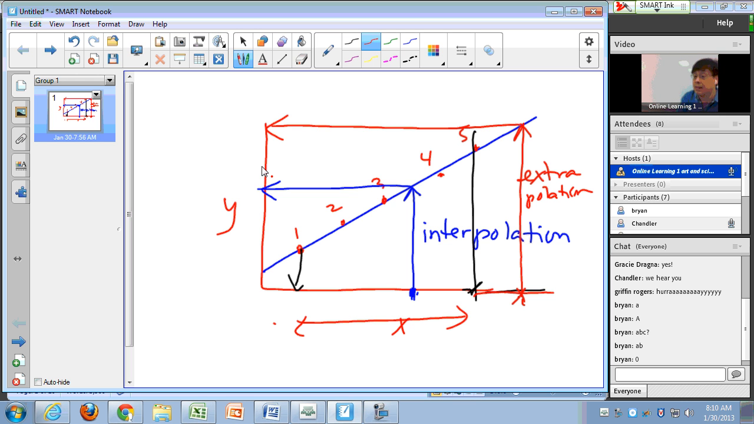All right, so that's the value of being able to draw a straight line. You can make reliable predictions. Now, you have to realize that if you're too far away from your data points, extrapolation tends to be less reliable. So extrapolations near your data points would be reliable, and so will interpolations.